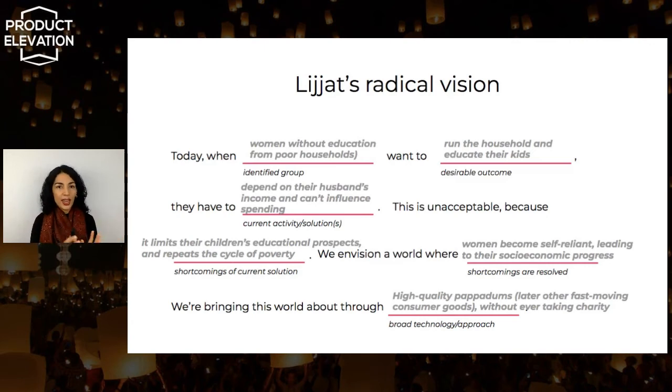It reads as follows. Today, when women without education from poor households want to run their household and educate their kids, they have to depend on their husband's income and they can't influence spending. This is unacceptable because it limits their children's educational prospects and it repeats the cycle of poverty. We envision a world where women become self-reliant and it leads to their socioeconomic progress. We are bringing this world about through high-quality papadums and later other fast-moving consumer goods without ever taking charity. So this is the vision.